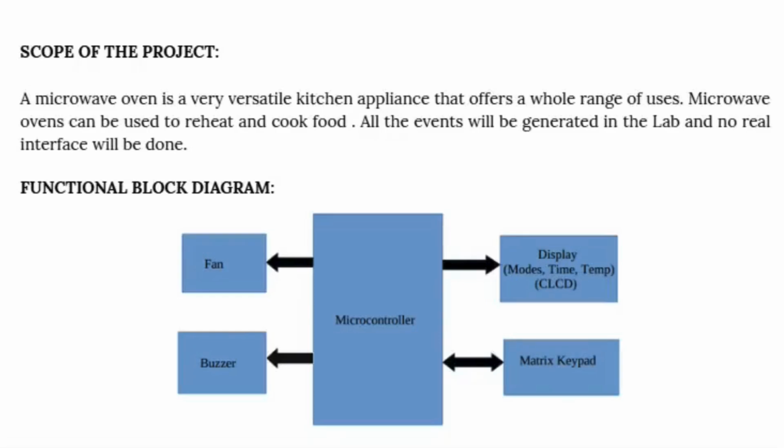To talk about the scope of the project, the microwave oven is a very versatile kitchen appliance. It offers a whole range of uses. It's used for reheating and cooking food. And here we have generated all these events in the lab, so no real hardware interfacing is done.